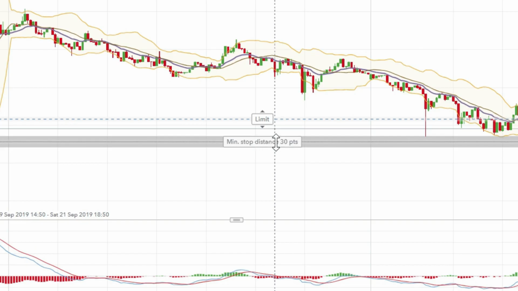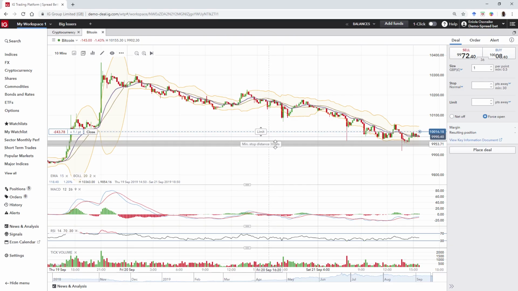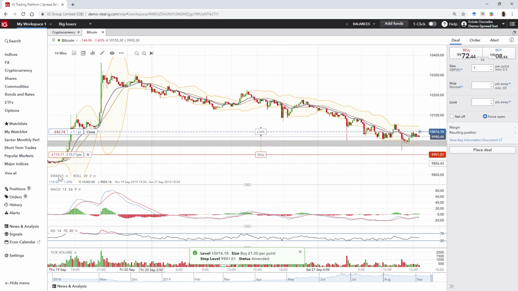Now this grayed area is an exclusion zone. You cannot set your stop loss there because it's too close to the market price. As you can see here, it says minimum stop distance is 30 points. So you can only set your stop loss as close as 30 points away from the current price or the market order price. So if I want to set my stop loss for 9900, I could just drag it down to about here. It's not exactly there, but that's close enough.